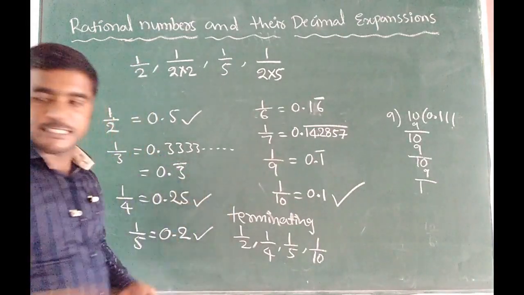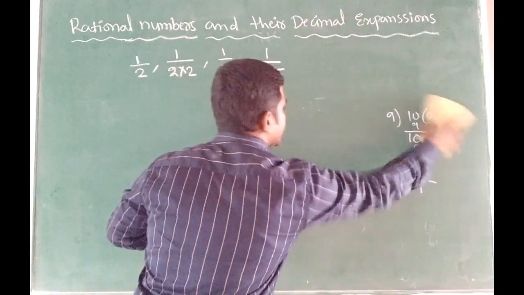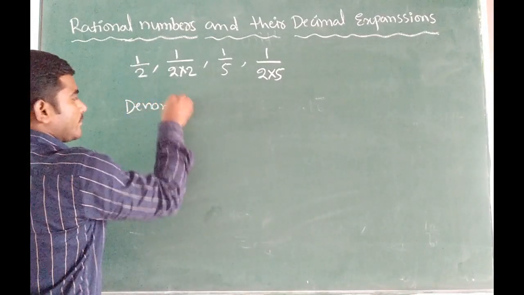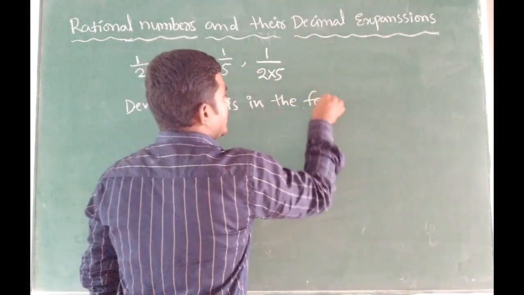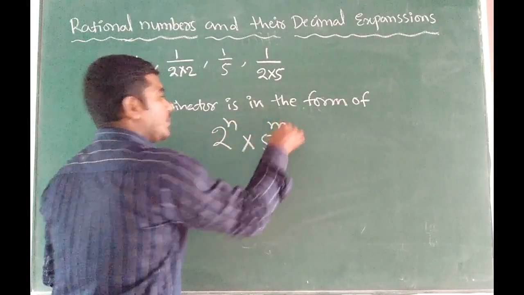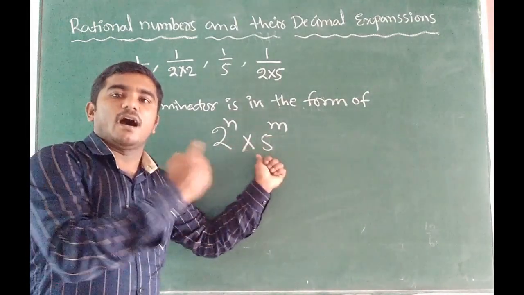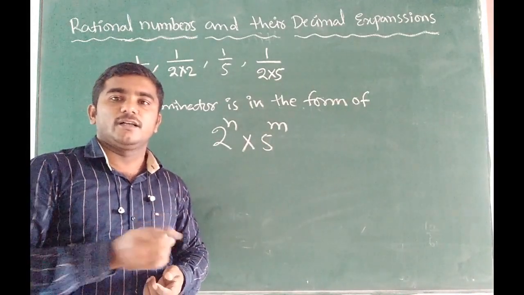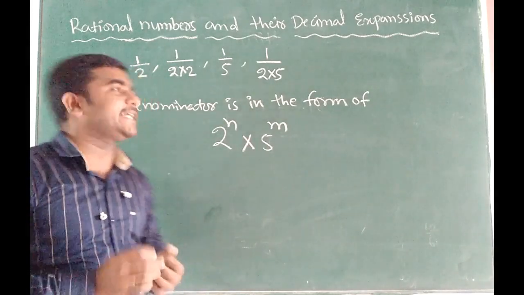How? The rule is, if the denominator is in the form of 2 power n into 5 power n, meaning only 2 and 5 are the factors, either 2 is a factor, or 5 is a factor, or both 2 and 5 are the factors, then compulsorily that number terminates, otherwise it is non-terminating. We can take any number.